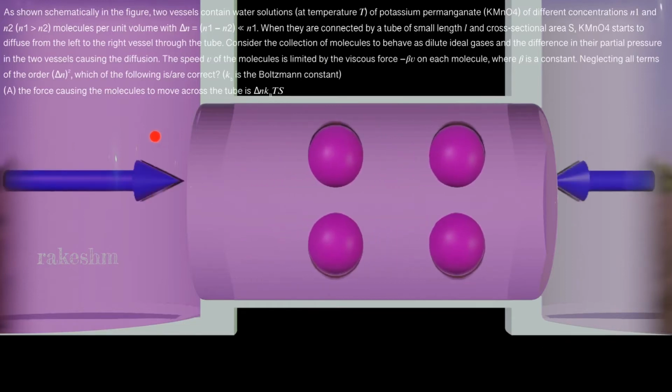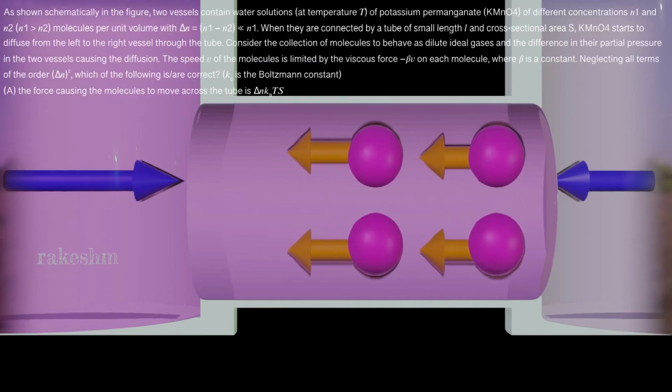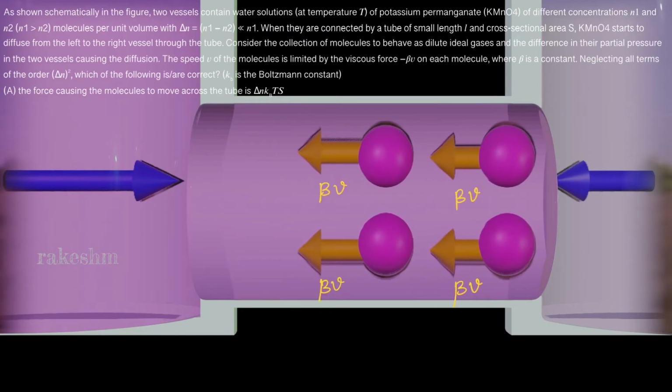So as pressure here is greater than here, the force on the KMnO4 particles here is greater than here. So what happens is, due to this unbalanced force, these KMnO4 particles start to move towards right. The speed V of the molecules is limited by the viscous force minus beta V on each molecule, where beta is a constant. So due to the difference in these forces, these molecules move towards right.